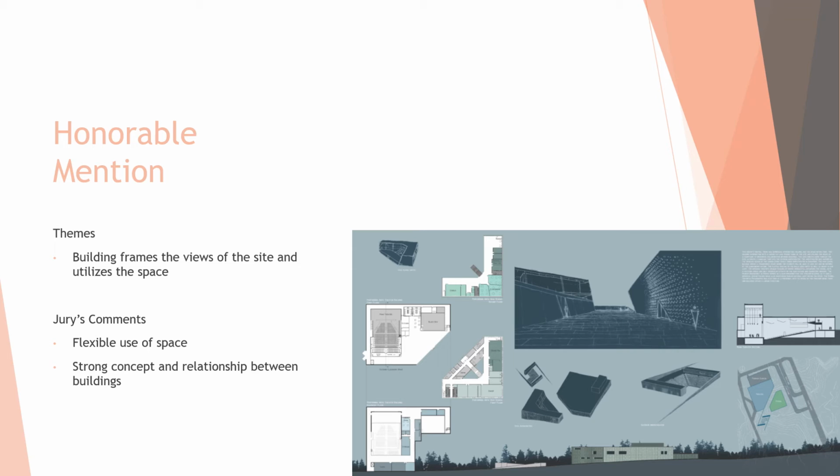The main theme that drove this specific project was that the building frames the views of the site and utilizes the space on the site strategically. Using this idea helped establish a building within its site and integrate the form into its surroundings, utilizing one of the main themes that has been successful repeatedly throughout the history of this competition, design informed by surrounding geography.